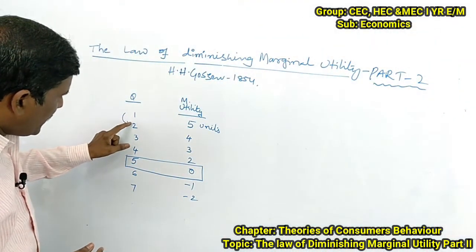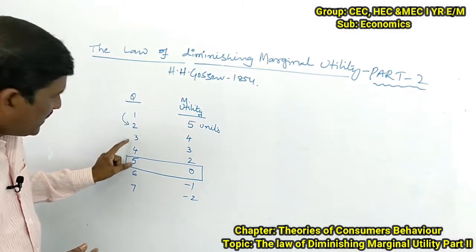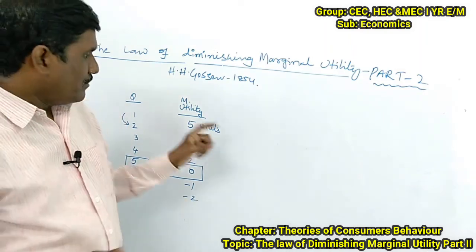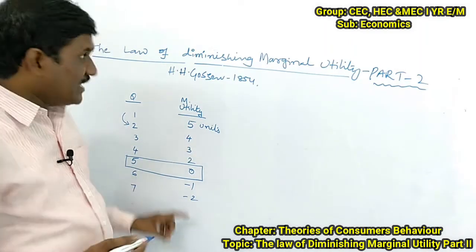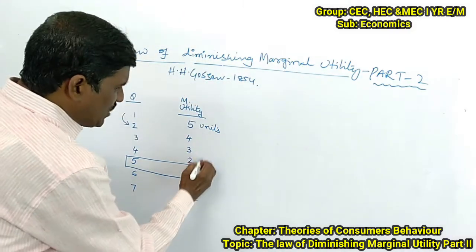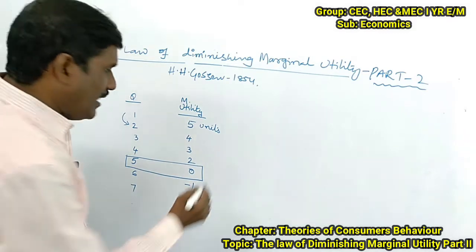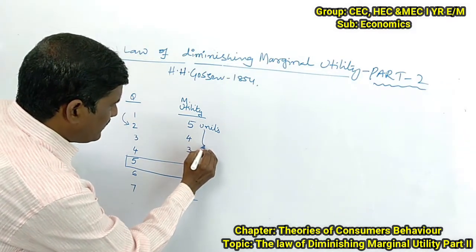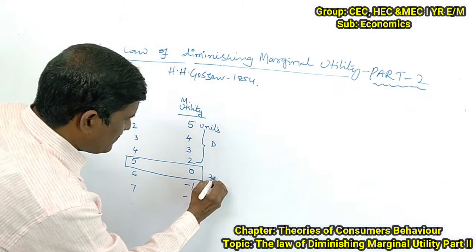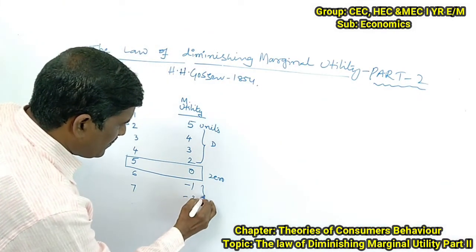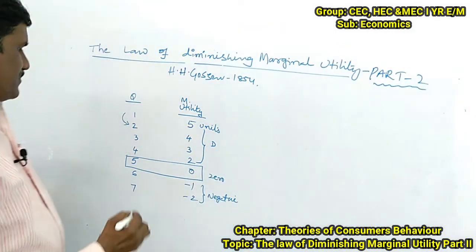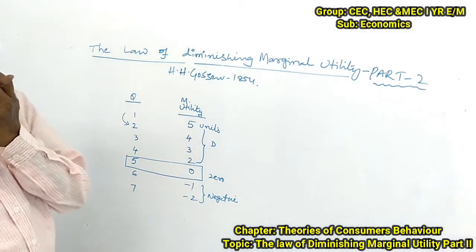So when we take another one, the marginal utility goes on decreasing. So it is diminishing marginal utility. Here it decreases, here 0, here negative. This is the marginal utility position in 3 stages.